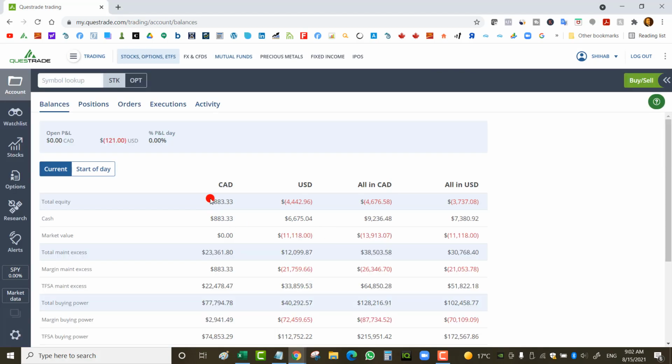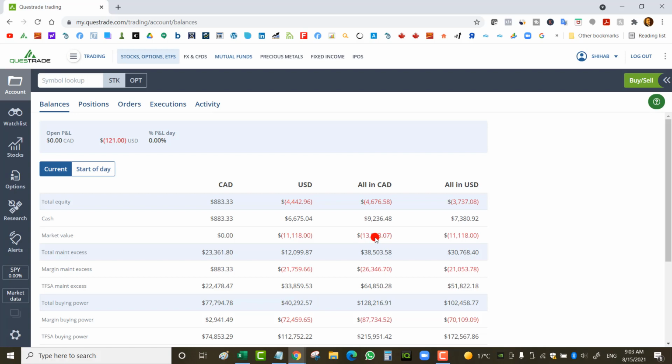So my total balance in my margin account, total equity right now, if we look at the combined, it's a negative 4,600 Canadian. That's because my market value is very negative. And the reason my market value is negative is because I sell puts in my margin account. So right away they come with negative market value.